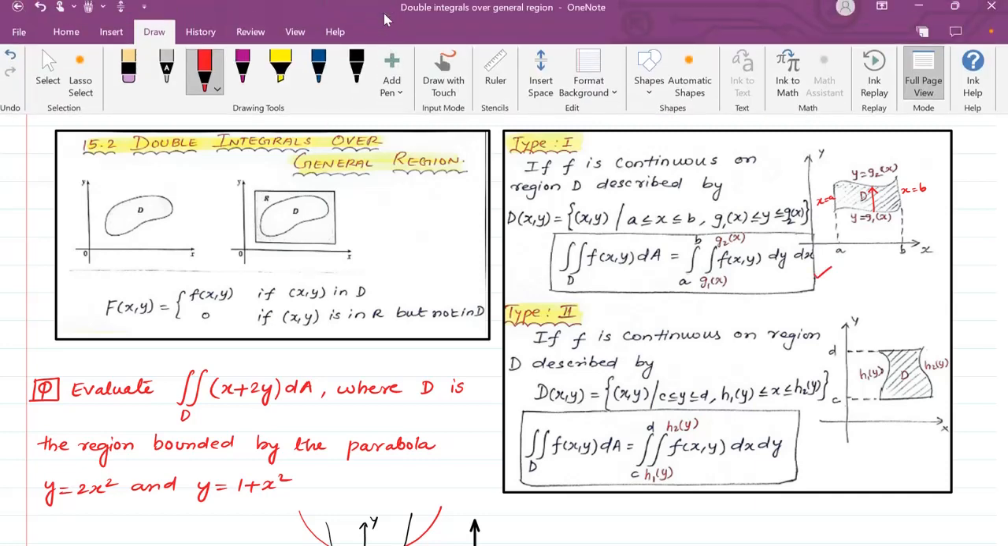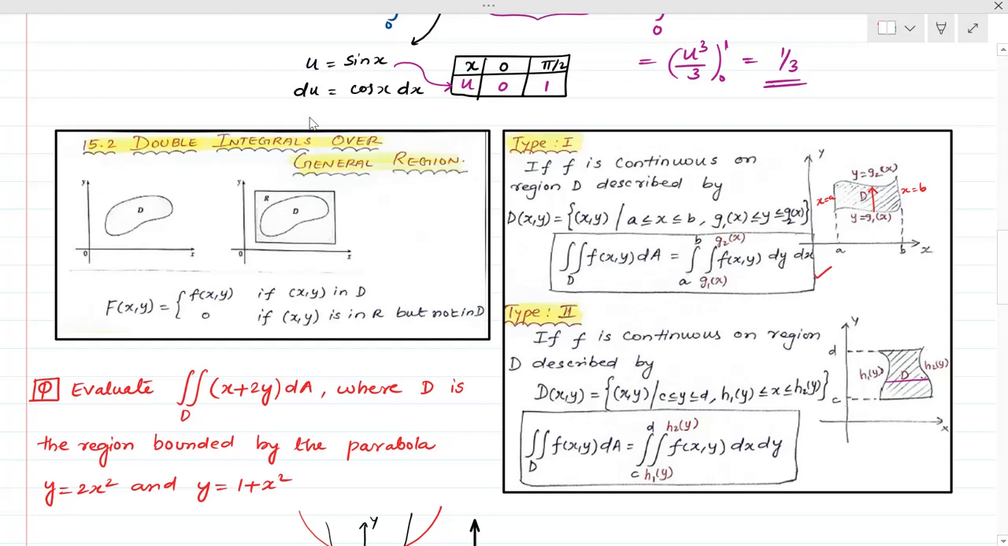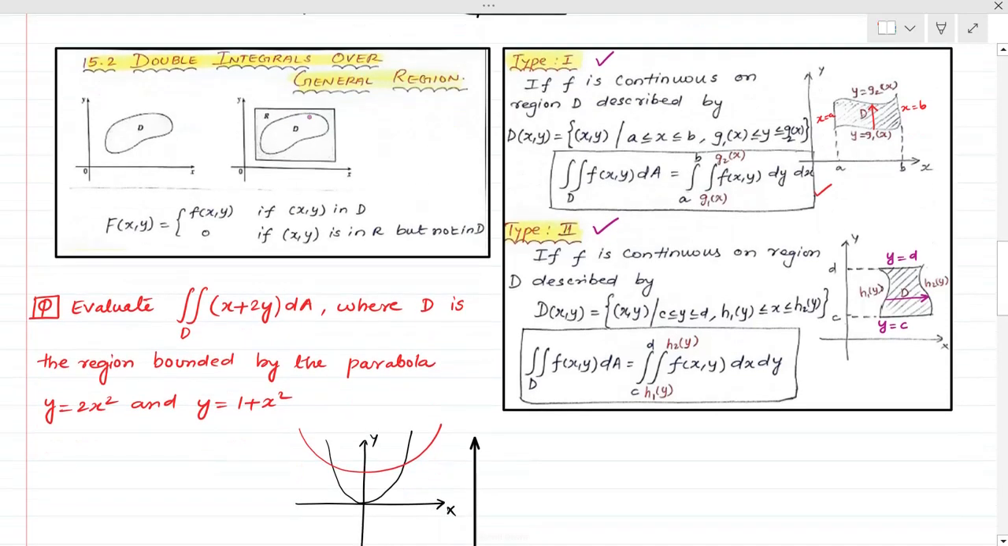Now coming to the second type, it is horizontal. You will have a horizontal area. To cover the total area, I will draw a line which is horizontal. So what is the limit here? h1(y) to h2(y). And the outer limits are parallel to this line: y equals c to y equals d. So this is what we will have, type 1 and type 2. There are some problems we can solve using both methods, and there are some problems we can solve using only one of the methods. We will discuss all of this elaborately in this video.